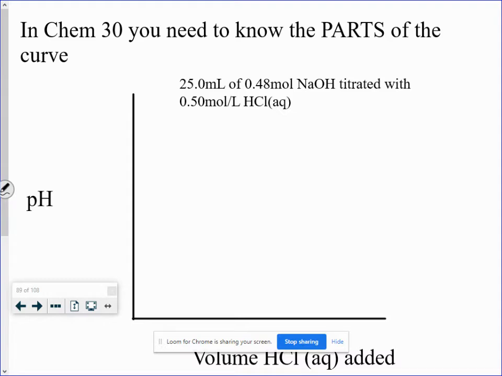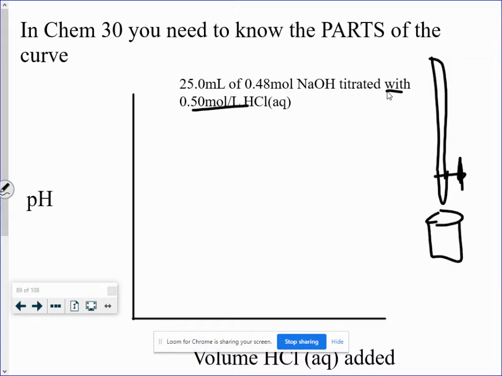Now, the reason why pH curves work the way they do is that you kind of have to look at the title. The title of this says we have 25 mL of 0.48 mol/L sodium hydroxide titrated with hydrochloric acid. The "with" part is important. The "with" means that it's in the burette. The burette is the tall, skinny thing, and you have an abundance of hydrochloric acid in it. And down here, you have sodium hydroxide.